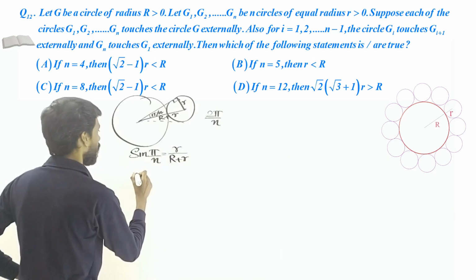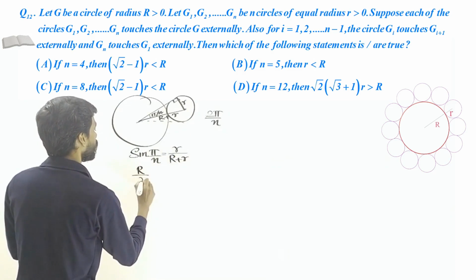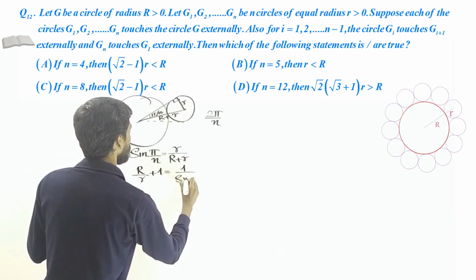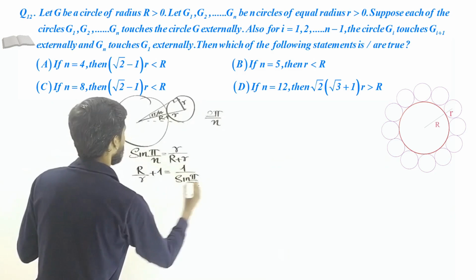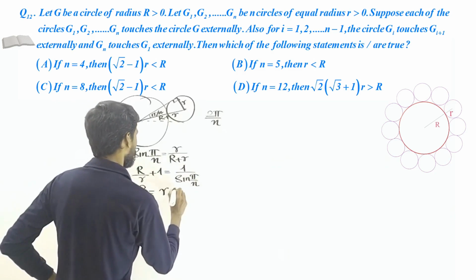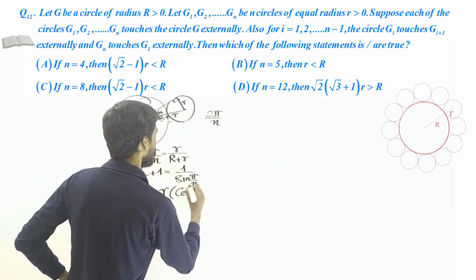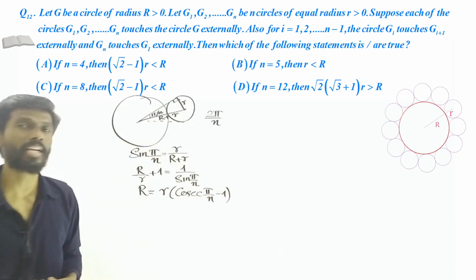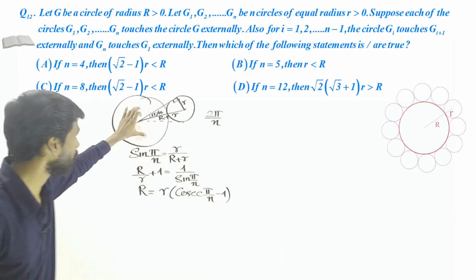So if you cross multiply, capital R by r plus 1 is equal to 1 divided by sine pi by n. Okay, so let's simplify. So capital R equals, if you cross multiply, r multiplied by cosecant, that is 1 by sine, so cosecant pi by n minus 1. That's all. So that is the relation between these two circles, capital R and small r.